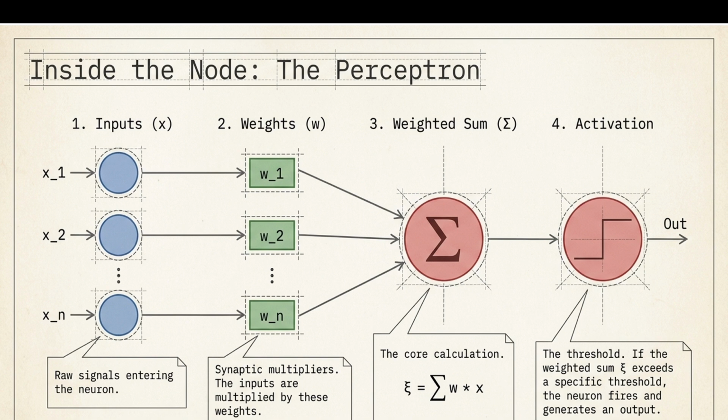Then it sends forward and repeats. This is a progress all the time, so it repeats until the output. The core formula is: x1 w1 plus x2 w2 plus, and so on, continuing for all inputs. Here x is basically the input data and w is basically the weights.